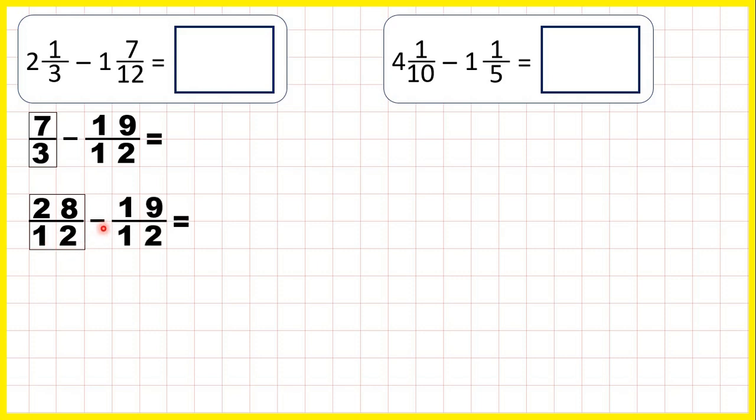So now we can subtract 19/12 because we've got a common denominator. The denominator stays the same in our answer, and 28 minus 19 is 9, so our answer is 9/12, which we could simplify to 3/4.